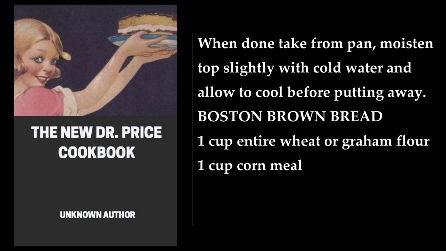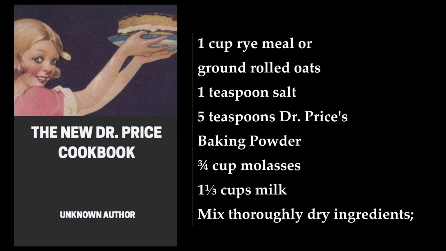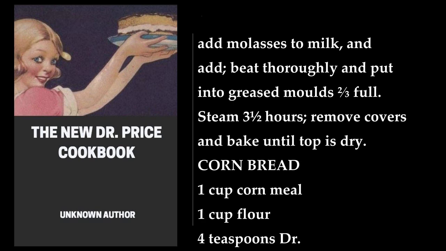Boston brown bread. 1 cup entire wheat or graham flour. 1 cup cornmeal. 1 cup rye meal or ground rolled oats. 1 teaspoon salt. 5 teaspoons dry Dr. Price's baking powder. 3/4 cup molasses. 1 1/3 cups milk. Mix thoroughly dry ingredients. Add molasses to milk, and add, beat thoroughly and put into greased molds 2/3 full. Steam 3.5 hours, remove covers and bake until top is dry.